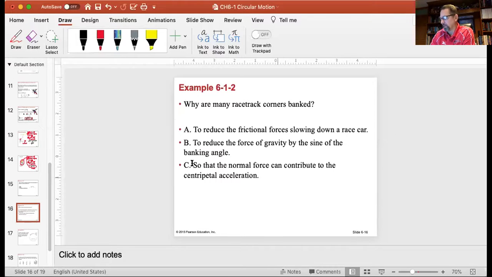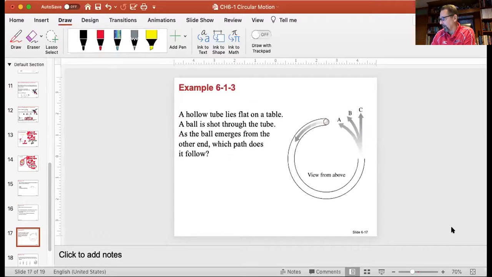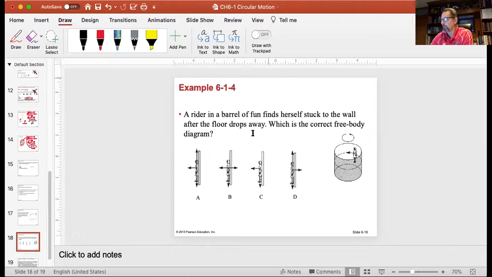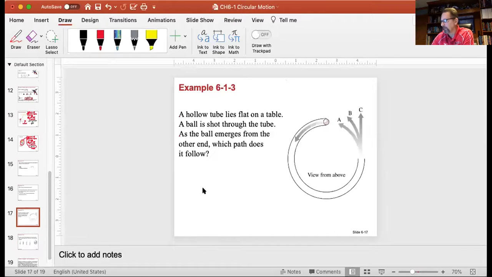All right, next one. Hopefully I was more clear, and this problem will hopefully clear it up. I'll let you think about it while I pull up the poll. Okay, so you've got this ball in a tube here, right? And at some point the tube ends after it goes around. Which way is the ball going to go when it leaves the tube?